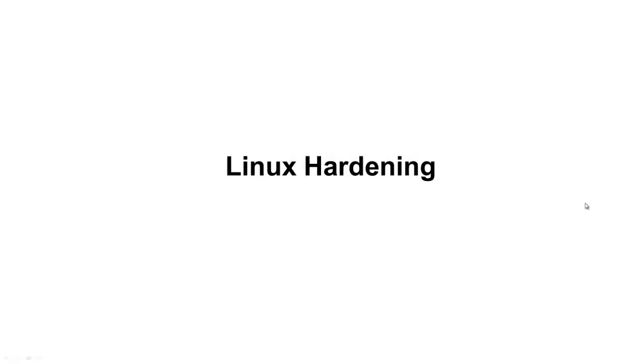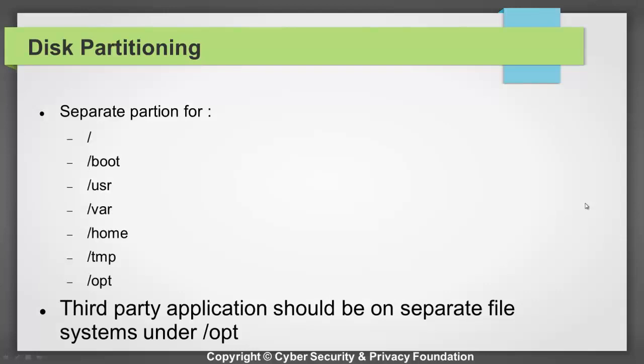After getting to know about Windows operating system hardening, let us look at the methodologies for Linux operating system hardening. The first is disk partitioning. We need to make sure that separate partitions are made for separate file systems, and that third-party applications installed on the Linux operating system are on a separate file system under /opt, so that none of the applications affect any other file systems.